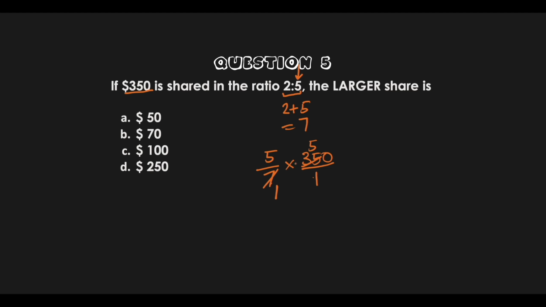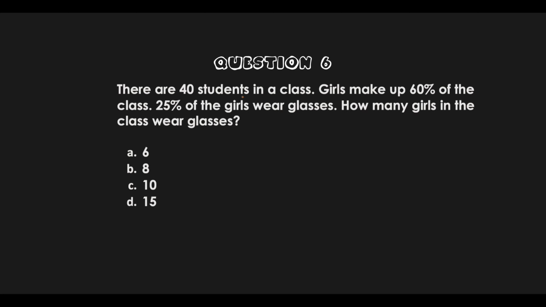Now I can say 5 times 50, which is equal to, so we have 50 here times 5. 5 times 0, 0. 5 times 5, 25. So the larger share is 250. So the total number of students in a class would be 40. So we have 40 students in a class.